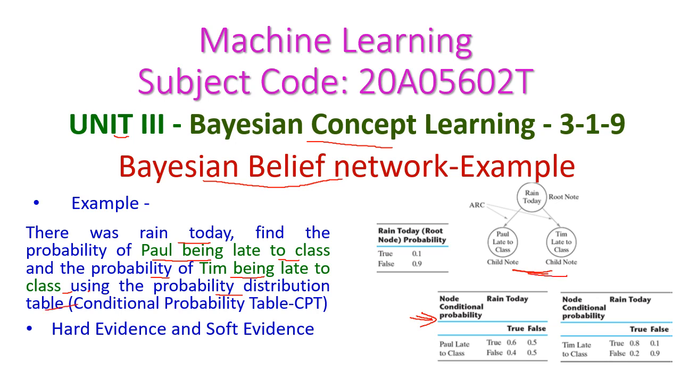Okay, so this is Bayesian belief network and this is conditional probability table. The values are given in the conditional probability table. And after that we will see the hard evidence and soft evidence of Bayesian belief network.